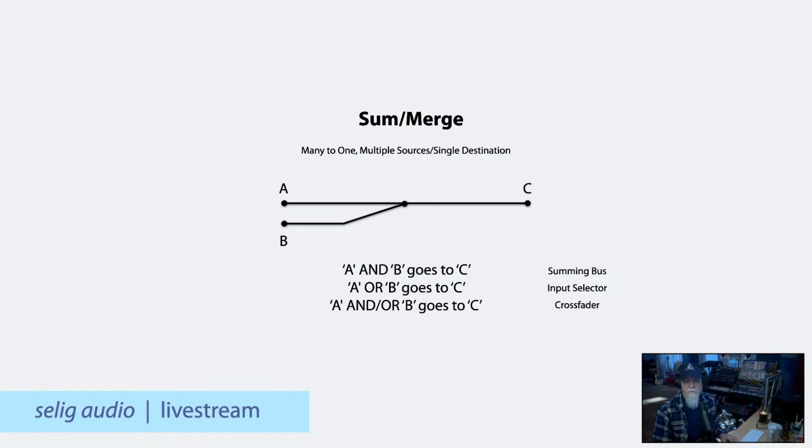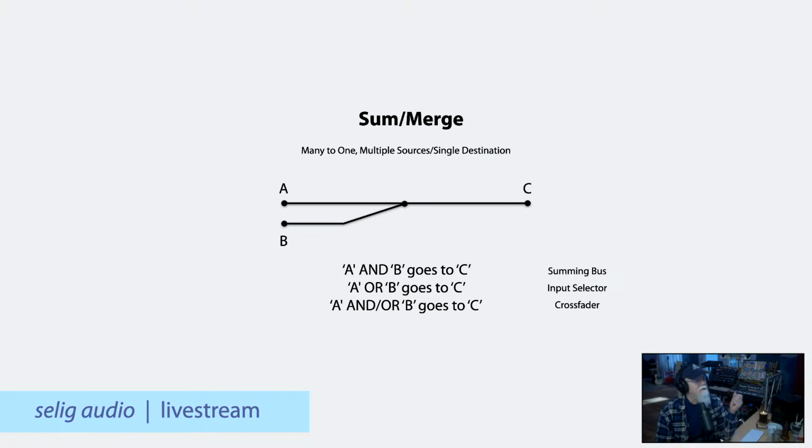It's the sum or merge module, which you would have two inputs or more feeding a single output. And examples of a static version of that would be a summing bus or the merge input on the Spider in Reason. The binary OR switch would be like an input selector. In your car radio, you can choose terrestrial radio or a Bluetooth input or a USB input or an aux input. And like the speaker selector, it's going to only choose one at a time.